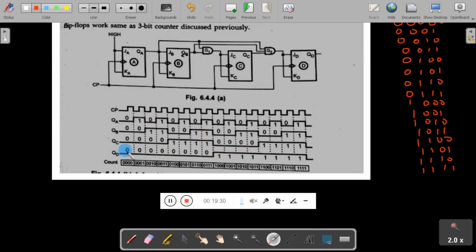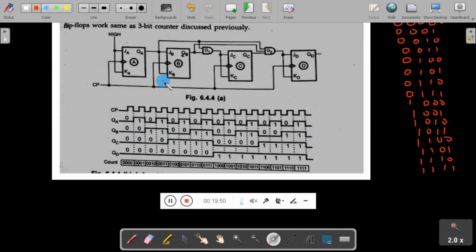If you write all this according to the signals, high or low, you will get 0, 0, 0, 0, then 0, 0, 0, 1, then 0, 0, 1, 0, then 0, 0, 1, 1, and so on. Finally it ends at 1, 1, 1, 1. That means after that it goes back to 0, 0, 0, 0. It counts from 0, 0, 0, 0 to 1, 1, 1, 1, a total of 16 states. So this is called a 4-bit synchronous counter.